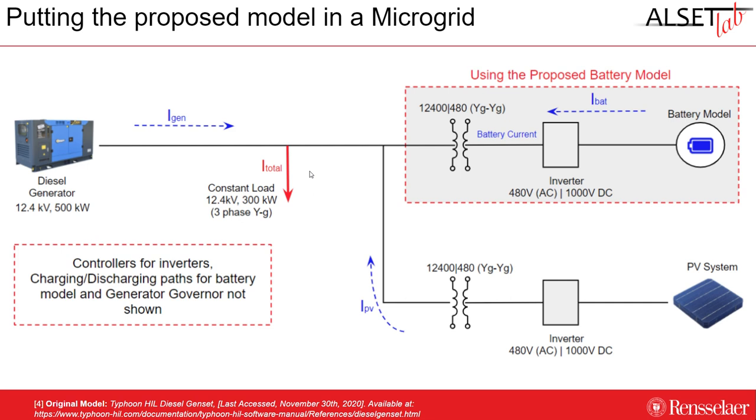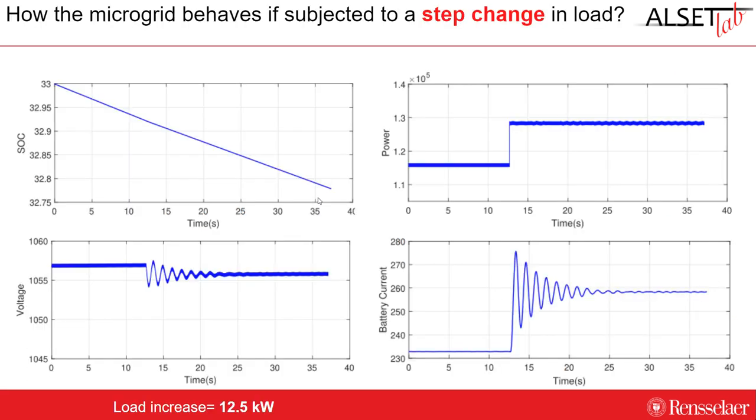Now how does our model work inside a bigger model? So in our case, the bigger model was a microgrid that utilizes a diesel generator, a PV system, and has a load. It's a 12.4 kilovolt microgrid, like a medium voltage level, and the intricate details of the controllers, the governor, the PV unit's inverter, its controller, those things are not shown in this simple diagram.